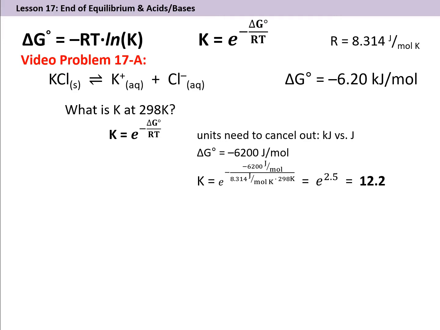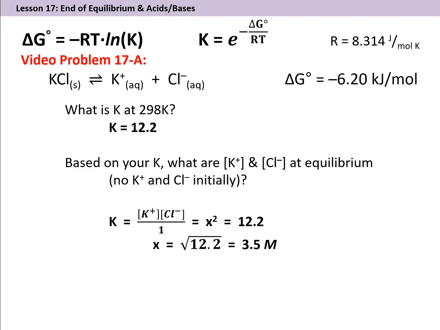We start off by plugging in our delta G. Be very careful of units, right? We get our value for K, in this case 12.2. That means I have a lot more product. And now I can go ahead and use my knowledge of what K is to figure out my concentrations, okay? Notice that I'm going to get very high concentrations in my K+ and Cl-.